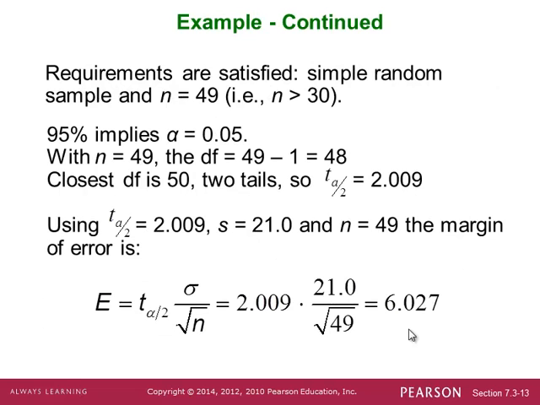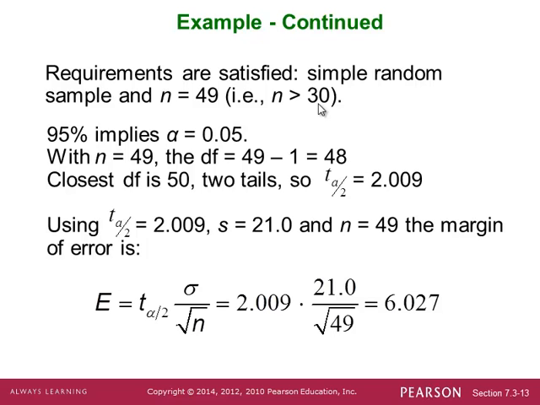So here's our calculation. First of all, let's check the requirements. Do we have a simple random sample? Yes. We were told so in the statement of the problem. And we have a large enough sample size. It's greater than 30, so we don't need to know what the distribution of the population is that we sampled from.